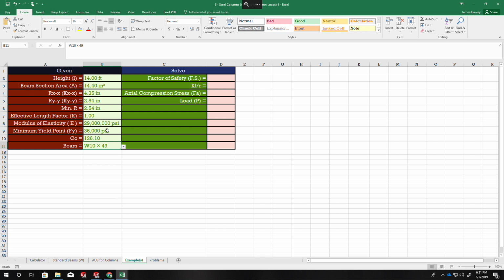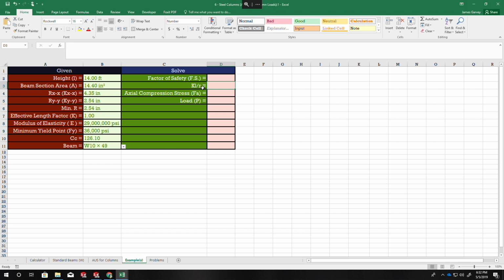So when we go over to our solve section here, I kind of got these out of order, but we're going to solve for KLR first. You'll see that referred to in a lot of these equations, but that is just the equation K1 times L, our height, divided by R, the minimum R. I'm going to use that one first because, like I just said, this equation is going to be used in a lot of the other equations.